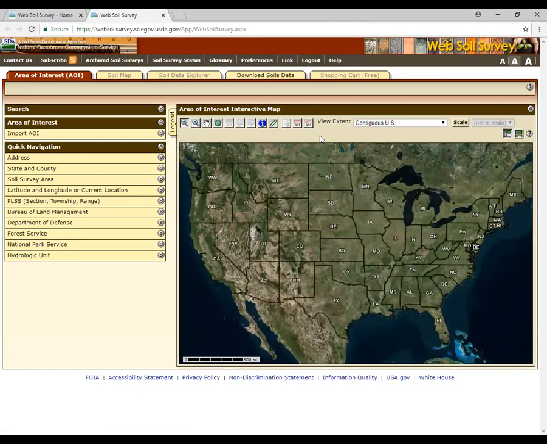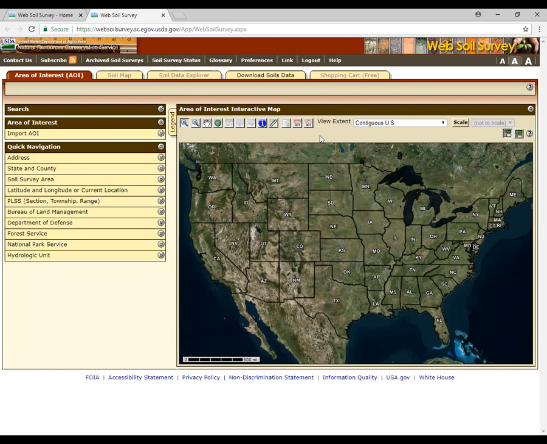And what we have to do here first, it defaults to this Area of Interest tab. So we actually have to get our area of interest defined before we can look at what soil types we have. So there's a few different ways to do this.